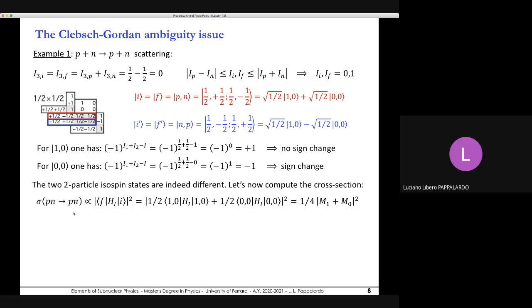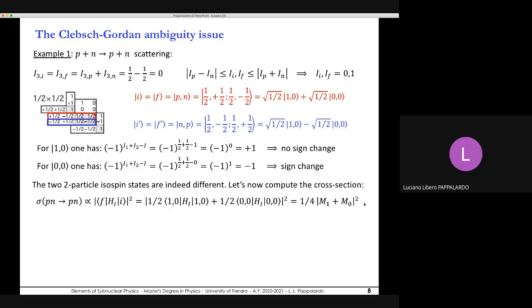So let's start to calculate the cross-section for the case proton-neutron into proton-neutron. So this is proportional, as we know, to the squared matrix element with initial and final state. We just substitute these two states here. We consider only the diagonal terms, so the isospin conserving terms. The others, of course, cancel out. And this is the result for our cross-section prediction.